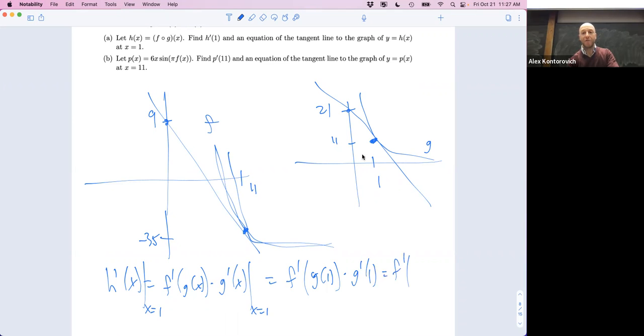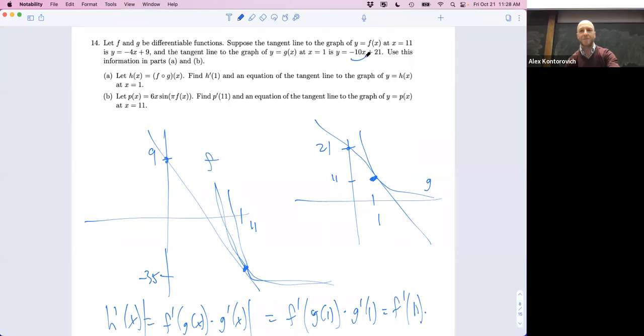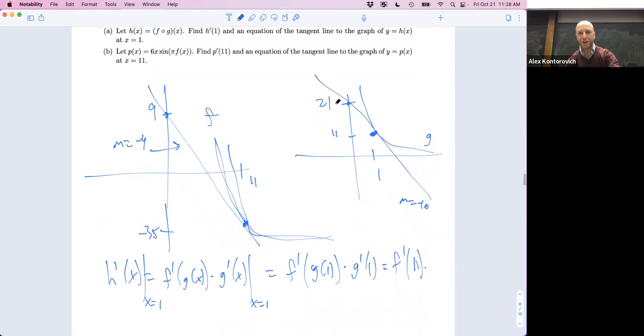Okay, f prime of g of 1 is f prime of 11 because of the tangent line, and g prime at 1 we know. g prime at 1 is the derivative of this line. The slope of this line is negative 10. This slope is negative 4. I'm doing this very quickly, so please check that I'm getting the right answers here. That slope is negative 10. This slope is negative 4. That's the only value of f prime that we know. So I get negative 4 times negative 10, which is 40.